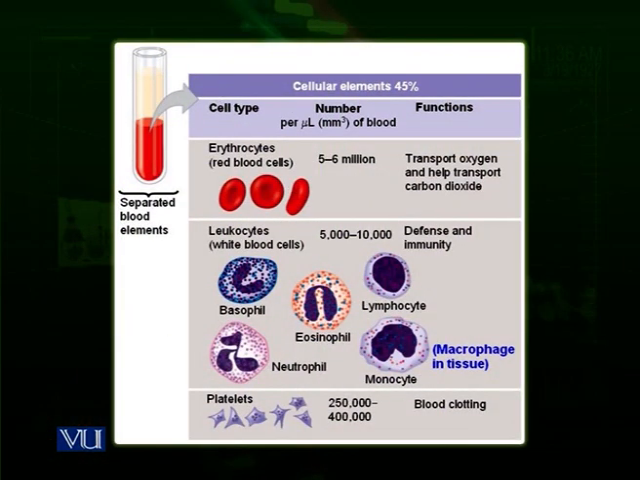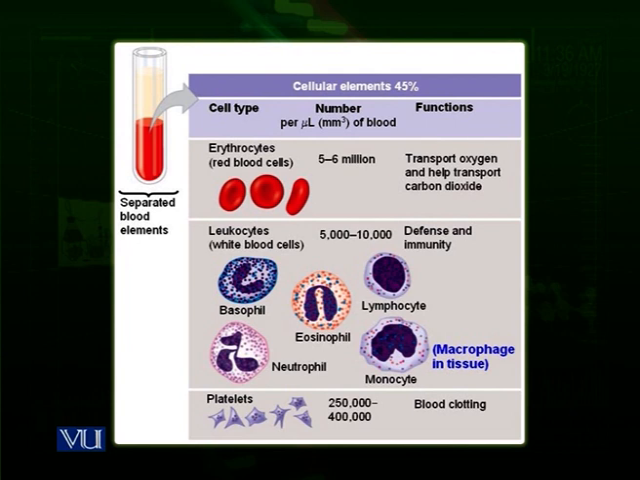Then the leukocytes, in total, are about 5,000 to 10,000 cells per mm cube. Though they have different concentrations, the neutrophils are present more, about 62% of the white blood cells. Basophils are about less than 1%. Eosinophils are about 1 to 2%. Lymphocytes are quite more, about 8 to 10%, to make a total of, say, 100%.